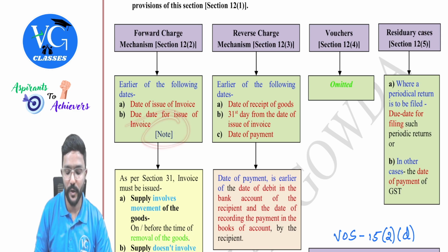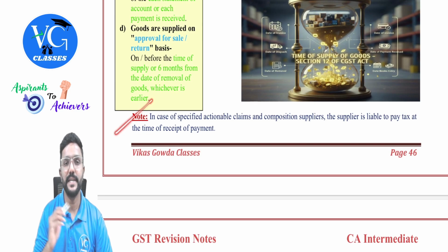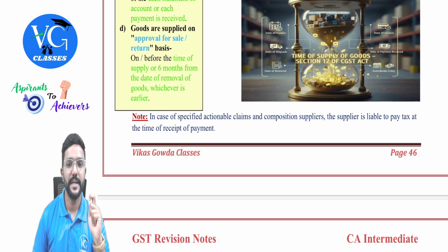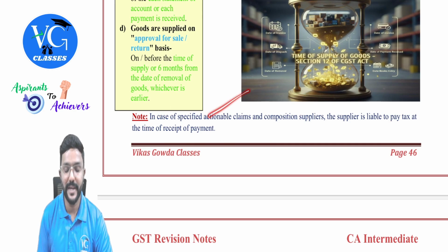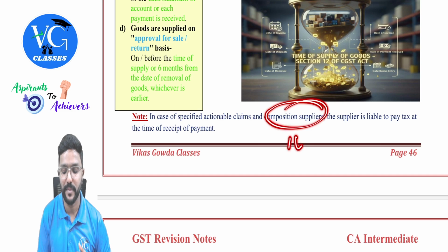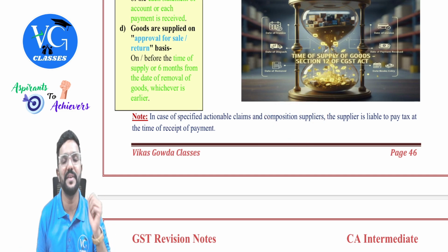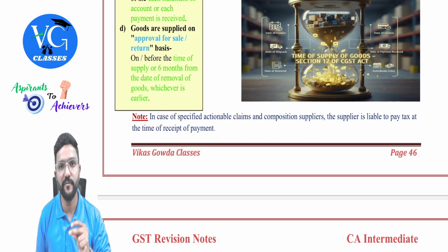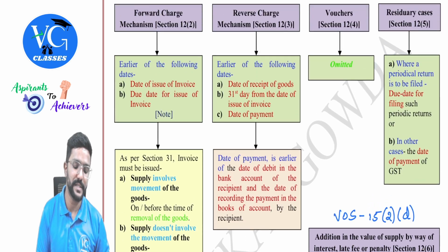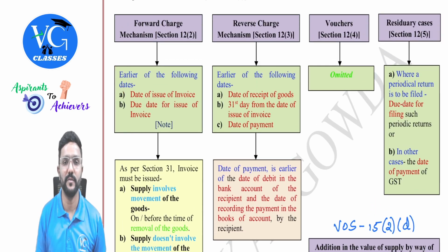Okay, but I have mentioned here a note. Note is at the bottom. Let us read it. There are two exception cases for this. In case of specified actionable claim like casino, betting, online money gaming, like that, guys, and composition suppliers, the supplier is liable to pay tax at the time of receipt of payment. So only for the suppliers of specified actionable claim and the composition suppliers who are following any of the two composition schemes given under section 10, for them the time of supply is the date of receipt of payment. Only for them we need to consider the date of payment. For anyone else we should always follow what is given here, date of invoice or the due date of invoice.